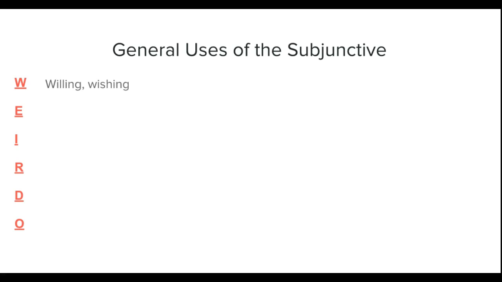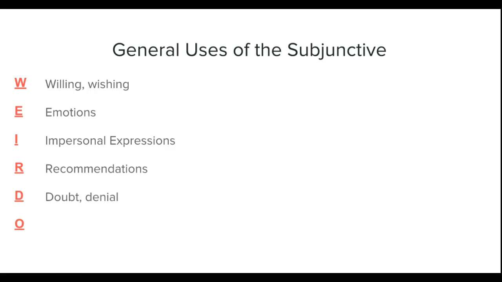The W stands for willing or wishing something to happen or someone to do something. The E stands for emotions. The I stands for impersonal expressions. The R stands for recommendations. The D stands for doubt or denial. And the O stands for the Spanish phrase ojalá, which means I hope that, and then you would continue the phrase saying what it is that you hope is going to happen.